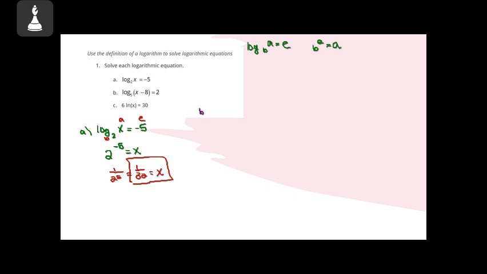Working with B, we have log base 5 of x minus 8 equals 2. So base, answer, exponent. So the base is 5, the exponent is 2 equals the answer, x minus 8. Well, 5 squared is 25. If that is equal to x minus 8, and I want to solve for x, I'm just going to add 8 to both sides and get that the answer is 33.